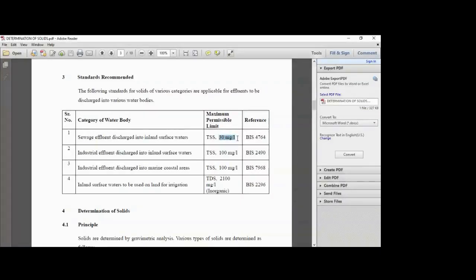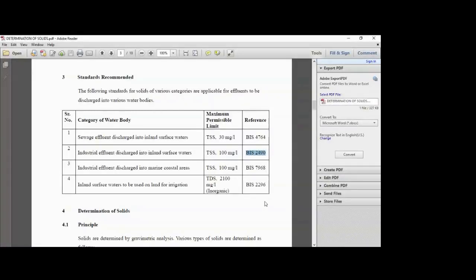So I should have my TSS concentration less than 30 mg per liter. That is according to BIS 4764. Again, if I have treated an industrial effluent and now I want to discharge it into inland surface water, the TSS should be less than 100 mg per liter. That is according to BIS 2490.